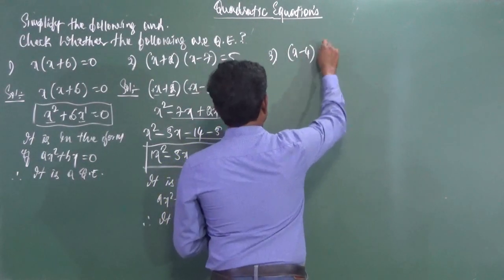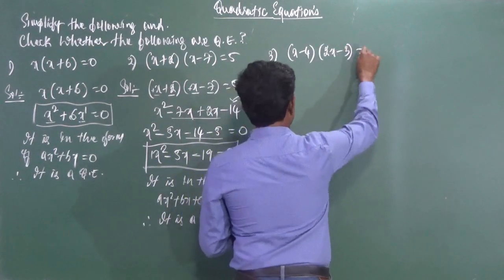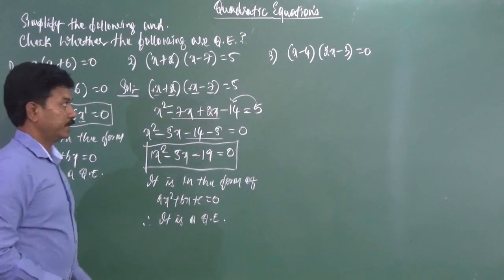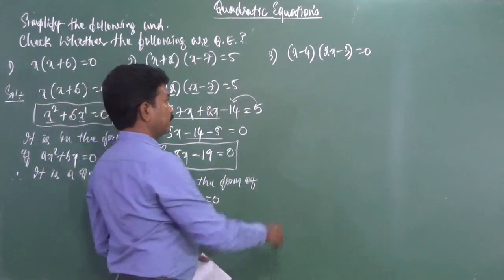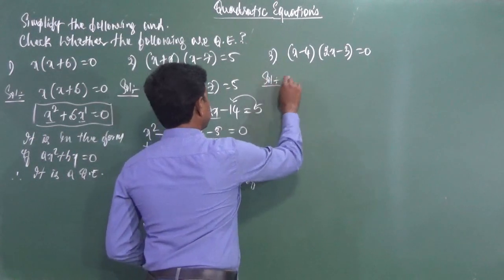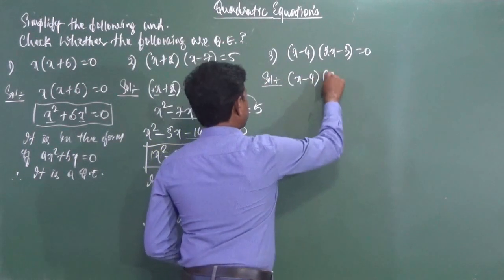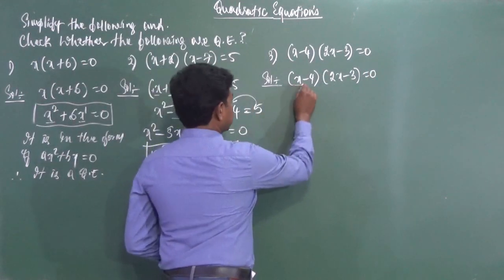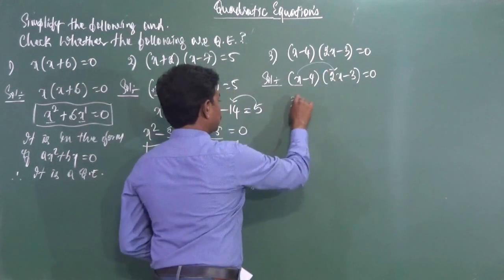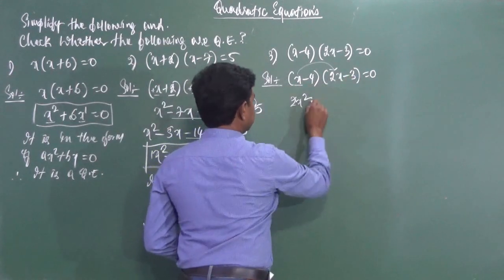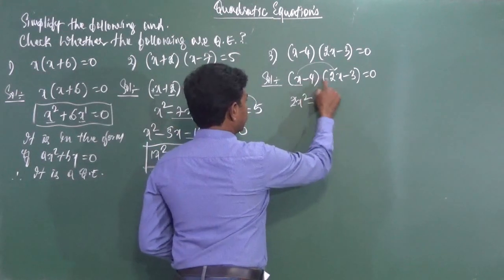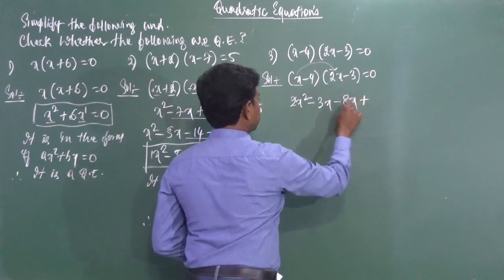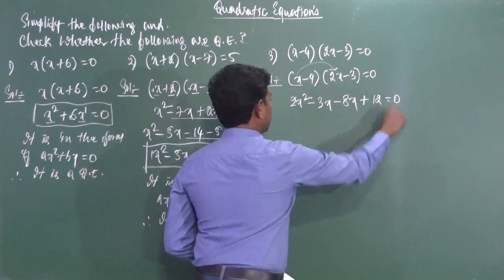X minus 4 into 2x minus 3 is equal to 0, right? So two binomials again, they are getting multiplied. So very simple. Let us solve this. So x into 2x is 2x square. X into minus 3 is minus 3x. Minus 4 into plus 2x is minus 8x. Minus into minus is plus. 4 3s are 12 equal to 0.